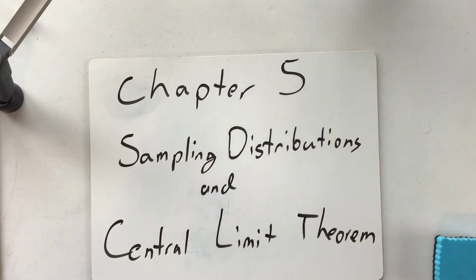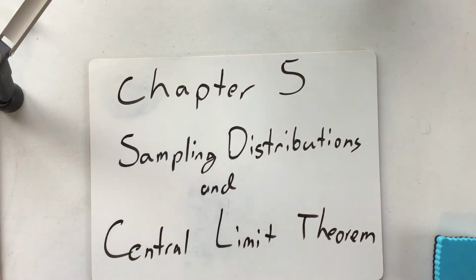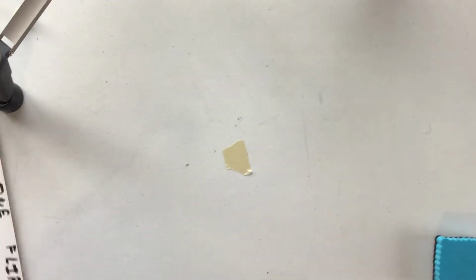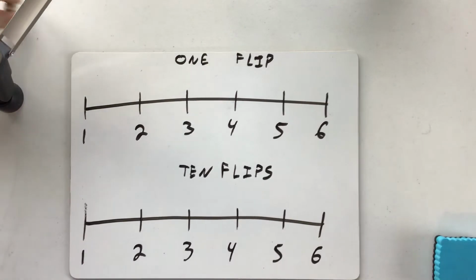So chapter 5 has two really big ideas. It has the idea of sampling distributions, and it has the idea of the central limit theorem. And in this video, we're going to talk about both of these ideas and hopefully make some sense of them as we go forward. Okay. At the heart of this chapter, though, is the question of what happens when you roll a dice.